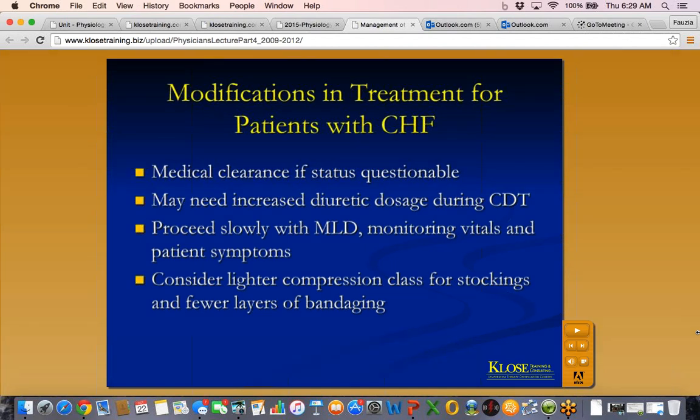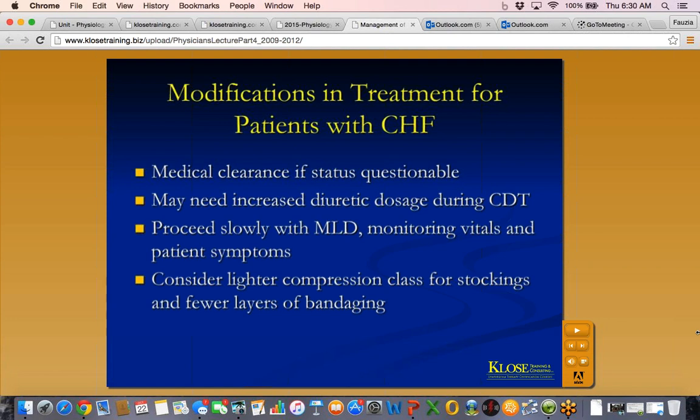So if a patient does have CHF, you want to get medical clearance. If you're not sure, if they're decompensated, they might need to increase their diuretic dosage. While you're doing the MLD, they might need to have more diuretics so that they can clear the water that's being produced in their system.